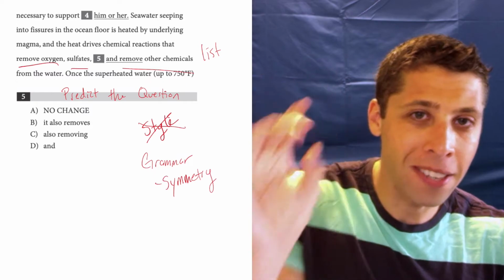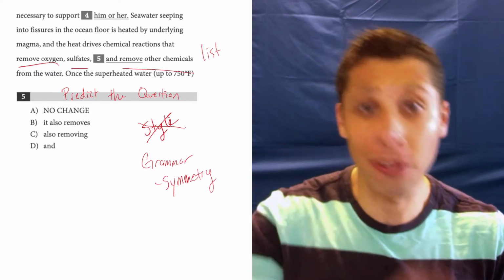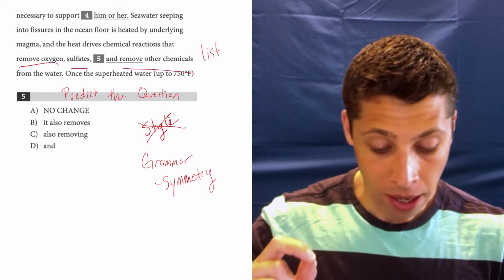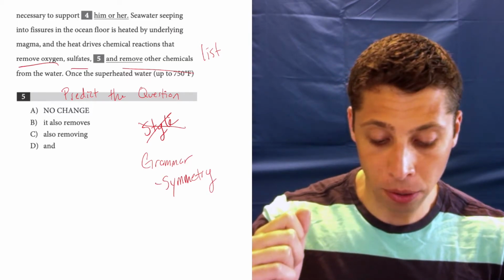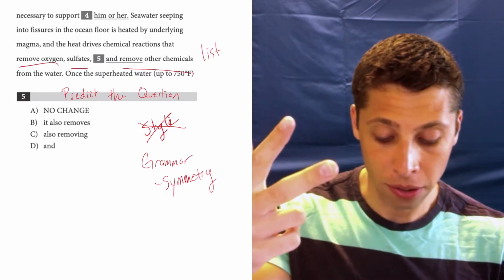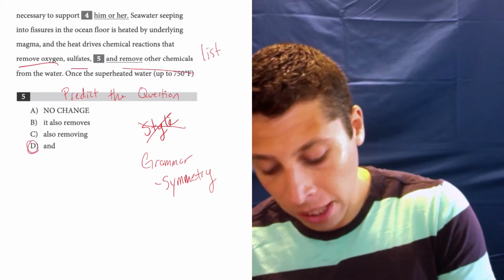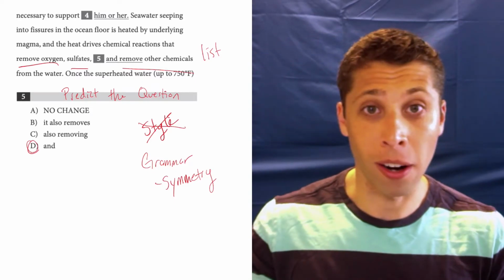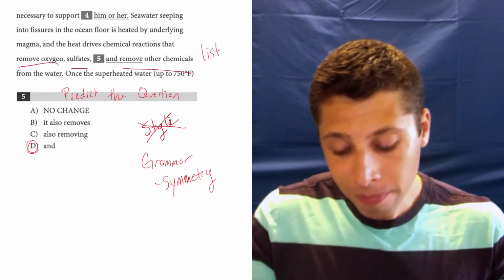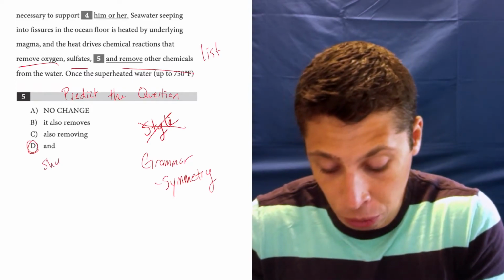The third piece of that list is weird. It's different. It would be much better if they were all of the same kind of rhythm. The heat drives chemical reactions that remove oxygen, sulfates, and other chemicals. And luckily, that's a choice. We can get rid of the remove part and just go straight to the thing itself by picking choice D. And it also has the benefit of being the shortest choice.